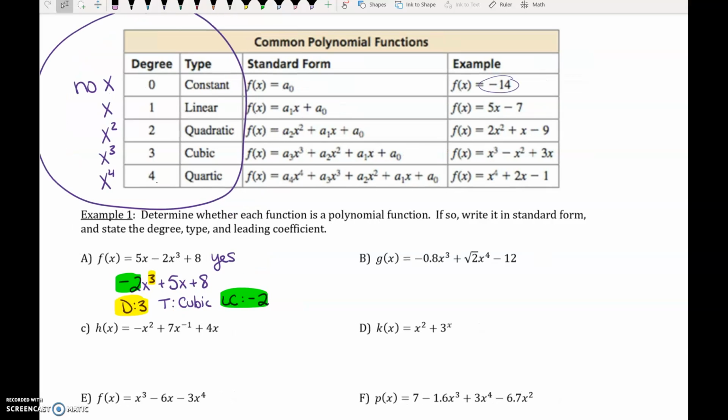Okay, B. A lot of people instinctively say no to B because they see that square root of 2. But you can do the square root of 2 in a calculator. It's a decimal, but it is a real number. So even though this one looks funky, yes, it is technically a polynomial. Standard form, we would put the square root of 2x to the fourth first, then minus 0.8x to the third, minus 12. The degree is 4. The type, that makes it quartic. And the leading coefficient is the square root of 2.